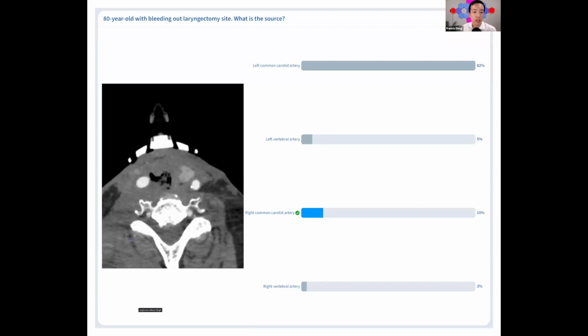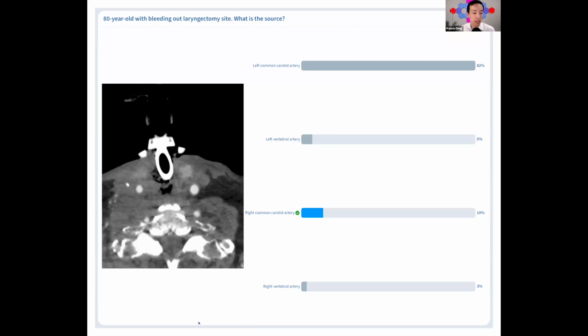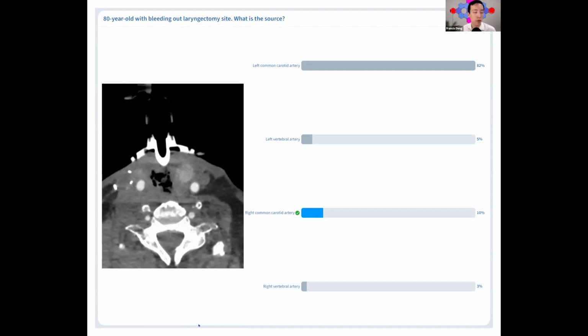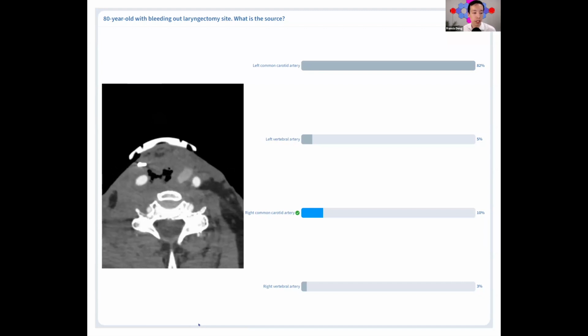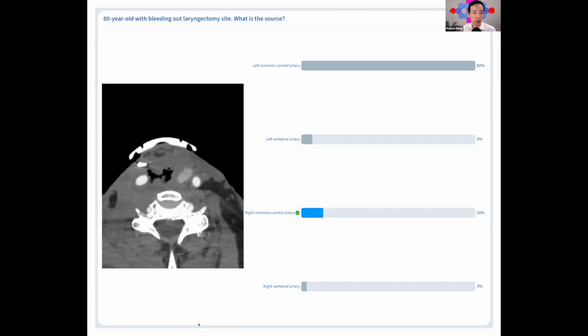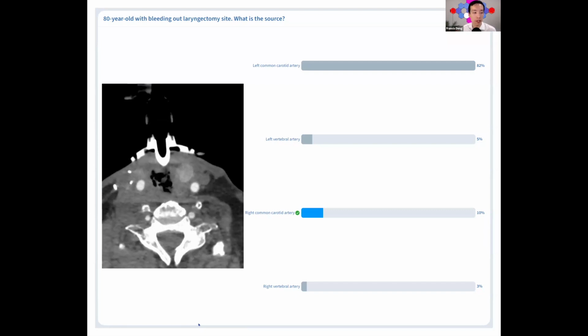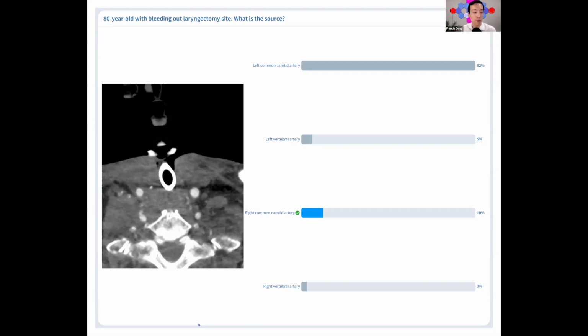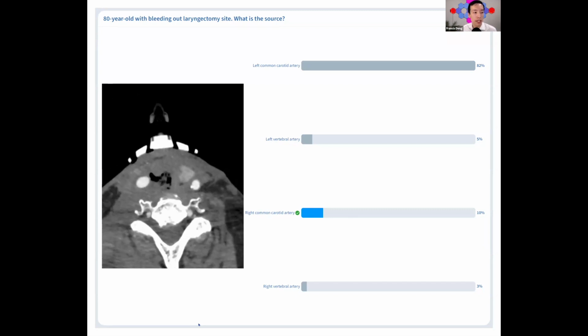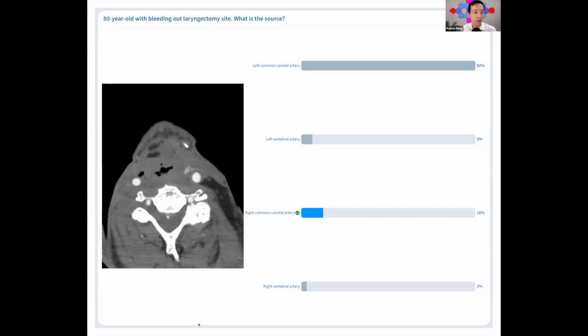Okay, the correct answer here is right common carotid artery. So this is an important entity to know for real life, called carotid blowout. And when someone has a history of cancer in the head and neck, and they're bleeding out either the side of their neck or through their mouth, or through, in this case, the laryngectomy site, what you're concerned about is that there's exposure of an artery that is about to blow, and that can be life-threatening.